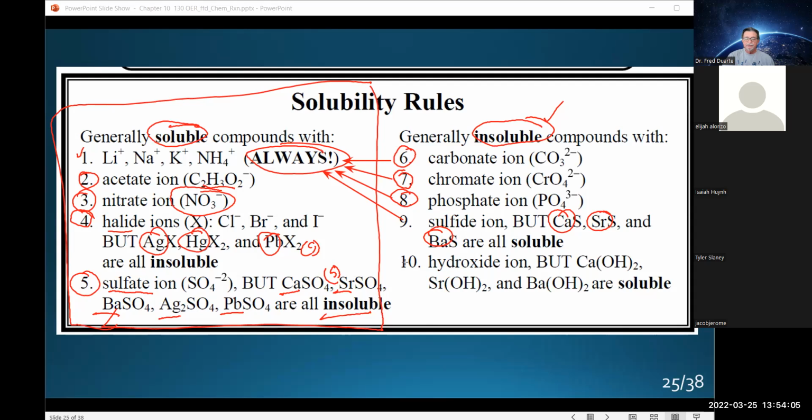For the hydroxides, same thing. Okay, unless they're bonded to the big 4 and calcium, strontium, and barium. So there are only 7 examples of hydroxide compounds that are soluble, and everything else they're bonded to is insoluble.